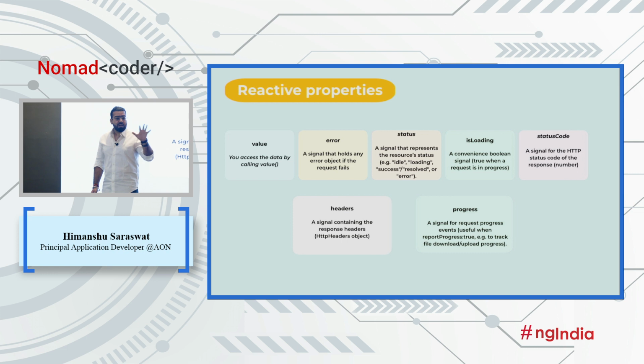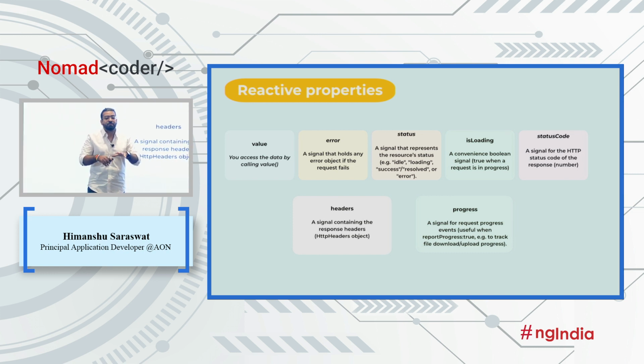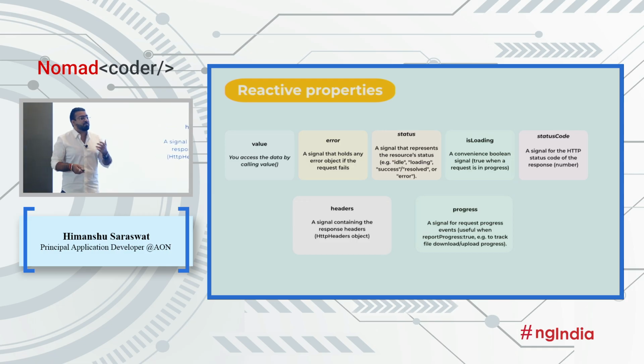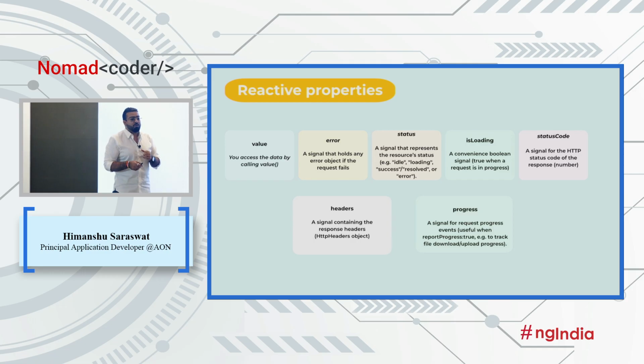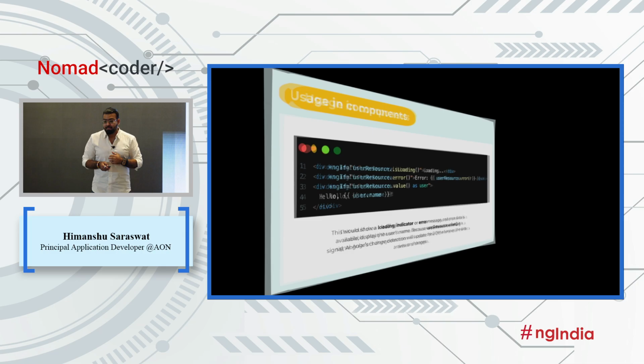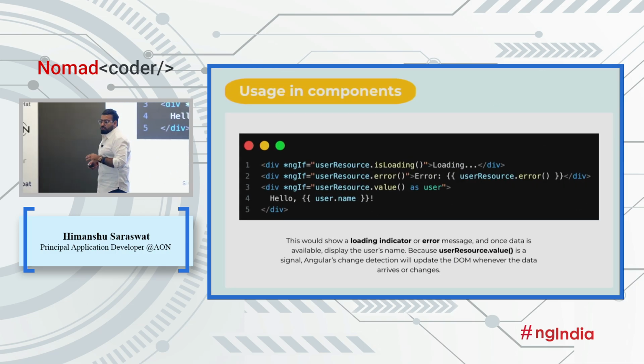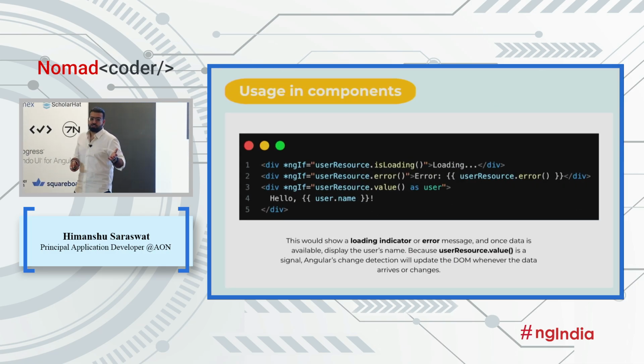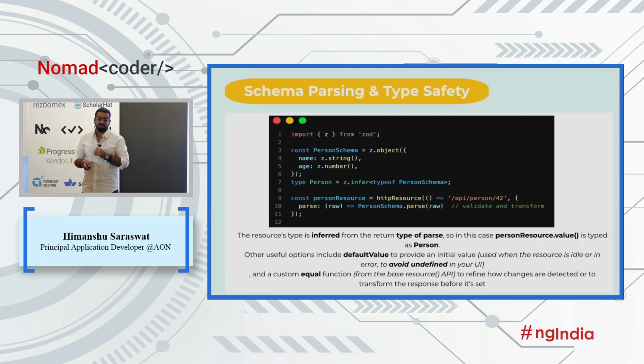So all of these reactive properties are signals which are exposed out of the box from the HTTP resource API, right? So you need not maintain a few more signals just to calculate your error. You need not create a loading signal just to say, okay, my app is right now loading. Usage in the component is fairly simple. You say this is my resource, and if it is loading, so and so will be my behavior, and finally when the value is there, it will show the value. So Angular's change detection will update the DOM whenever the data arrives or changes.